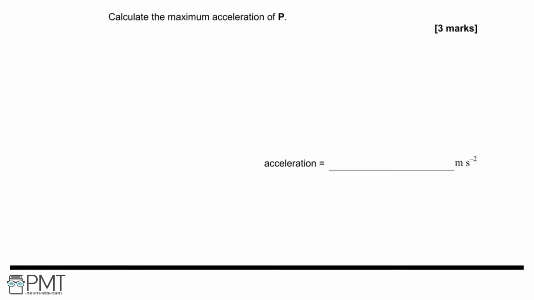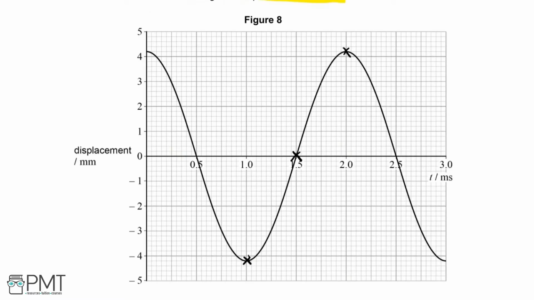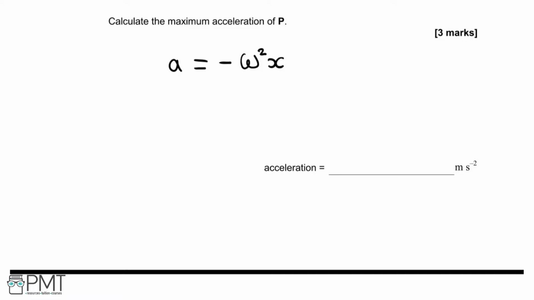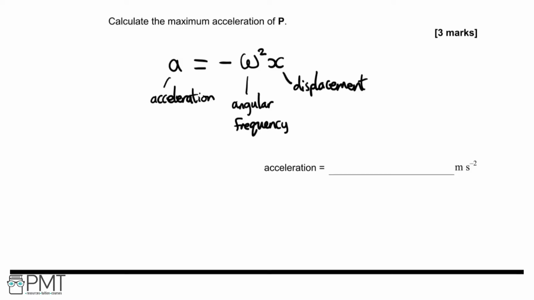Calculate the maximum acceleration of P. Let's go back to our graph. Now, in order to calculate the maximum acceleration, we need to use the maximum displacement because of the equation that we're going to use, and we'll write this in the answer space: a is equal to minus omega squared x. Now let's just write down what each of those things mean. Now we can modify this equation slightly to include just the normal frequency, so we don't have to calculate the angular frequency, but also to include the amplitude. So what I've done there is I've made a substitution, omega equals 2 pi f.